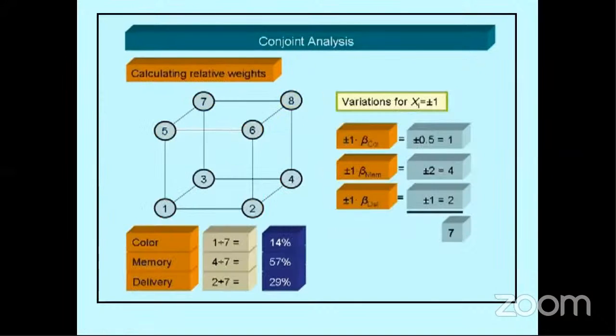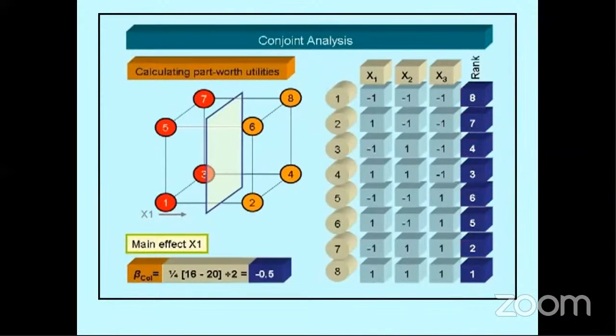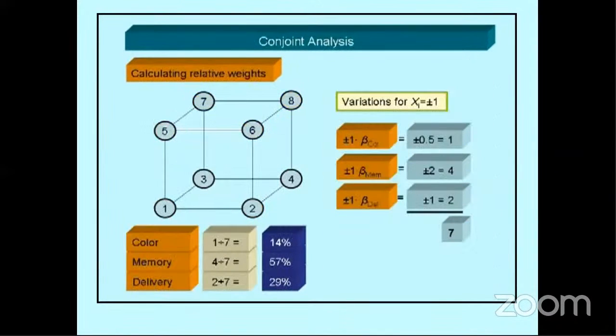Fine. So we got the combination of all the variations which are there. You can see that the color is contributing plus or minus 0.5, so the total effect is 1. Memory is contributing plus or minus 2, so the total is 4. Then delivery is plus or minus 1, so the total range is 2. The summation of this is 7. So color is 1 divided by 7, which is 14%, memory is 57%, and delivery is 29%.